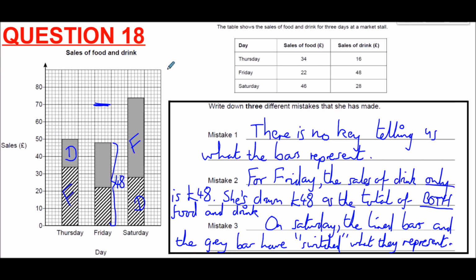It's not the easiest question in terms of explaining what mistakes have been made with a bar chart, but those are the three mistakes I would suggest which have been made, plus guidelines for how you might want to word each mistake.